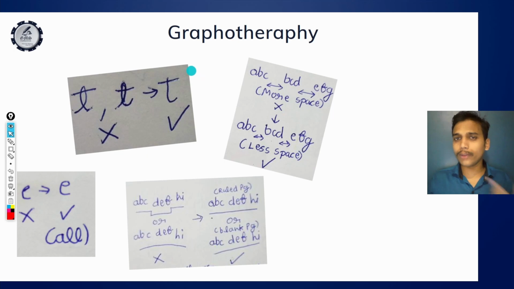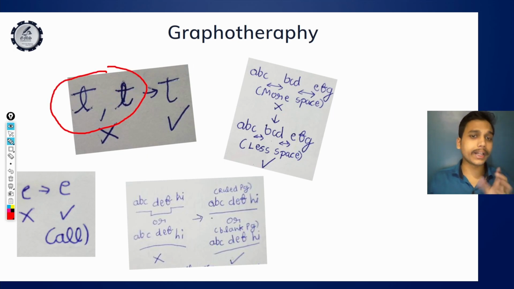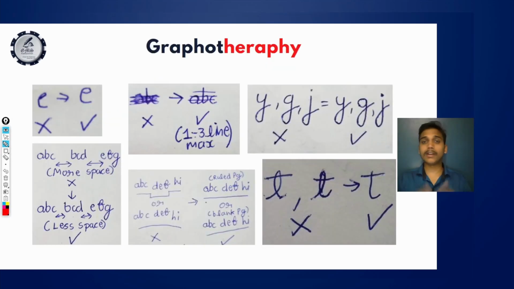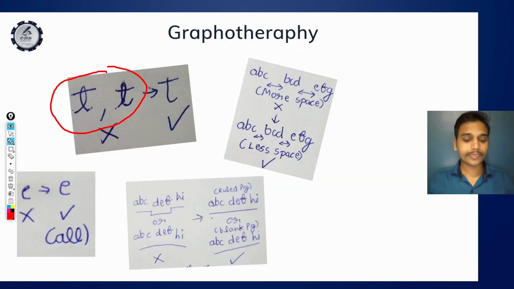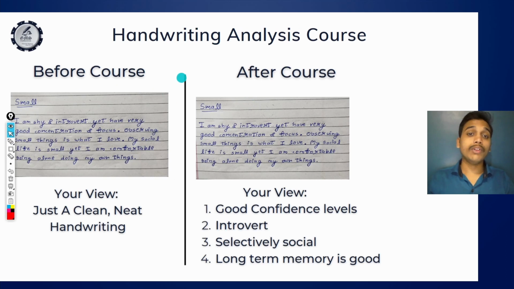And then we will go to graphotherapy, how to suggest changes. So if the writer has a bad trait, a negative trait, then how to suggest the right change. I will teach you that as well in this course. And then we will complete the course. So for example, in this course we are going to learn how to find someone's whole personality by just looking at their handwriting analysis, right? By just looking at their handwriting.